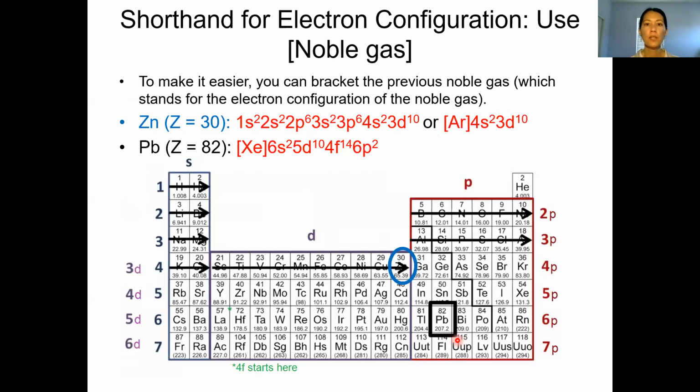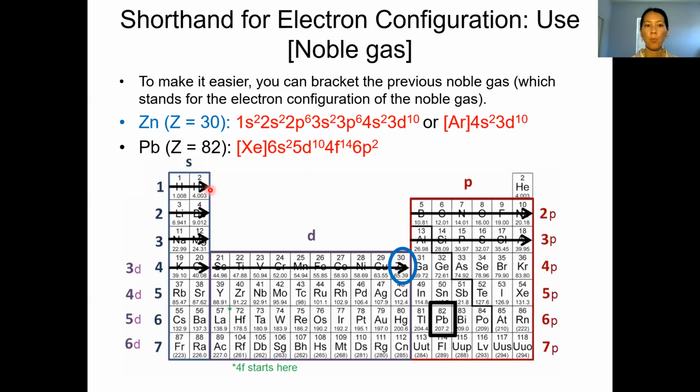Okay, let's do a little bit more with electron configuration. Sometimes when you're looking at elements way down here, like zinc and lead, it's really tedious to write out the full electron configuration. So we use a shorthand. We basically use the previous noble gas, its symbol in brackets. So if I do zinc, which is Z equals 30, it's right here. Let's do the full electron configuration.